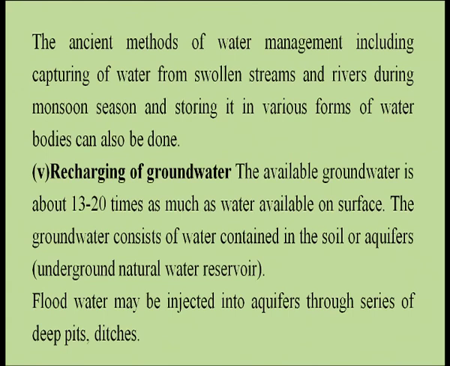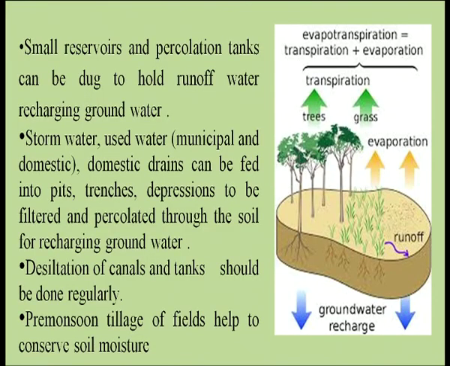Recharging of groundwater. The available groundwater is about 13 to 20 times more than the water available on the surface. The groundwater consists of water contained in the soil or aquifers, that is the underground natural water reservoir. Flood water may be injected into the aquifers through a series of deep pits or ditches. Small reservoirs and percolation tanks can be dug to hold the runoff water, recharging the groundwater. Used water, that is municipal and domestic wastewater, can be fed into pits, trenches, depressions to be filtered and percolated through the soil for recharging the groundwater.